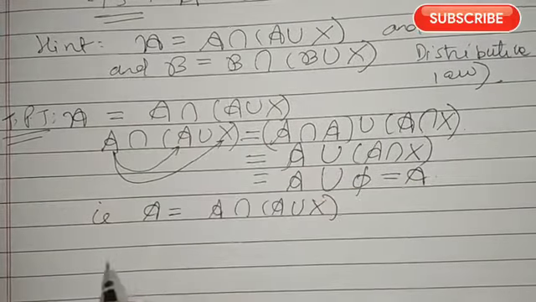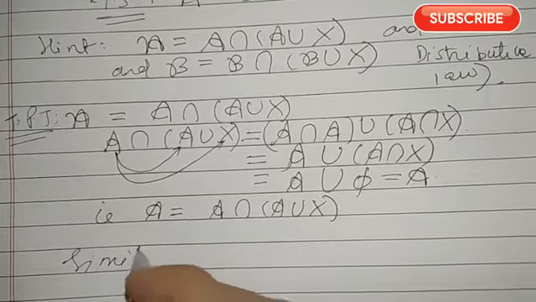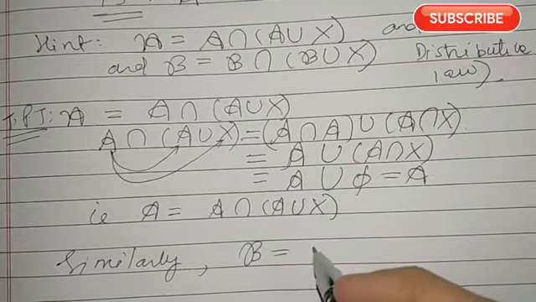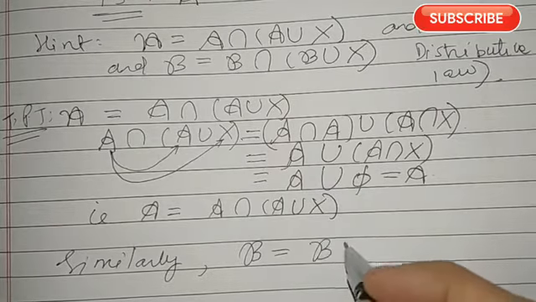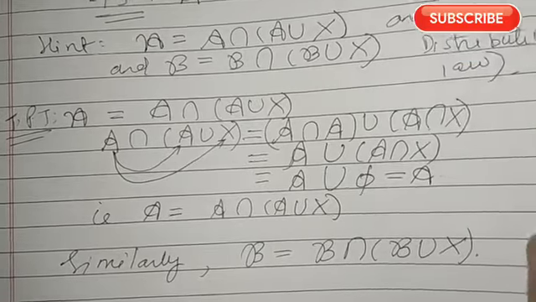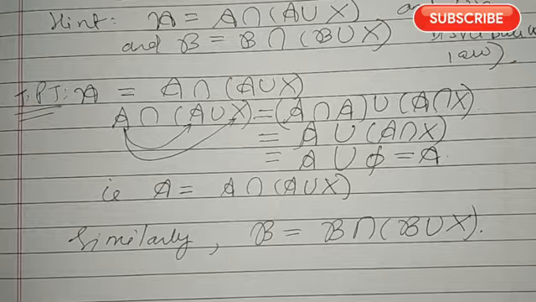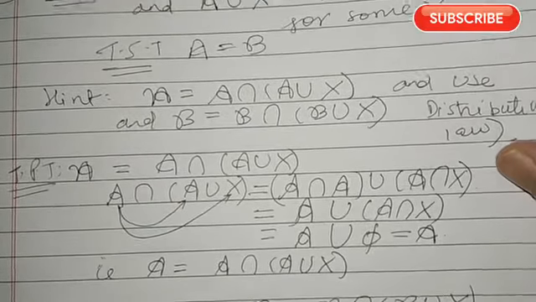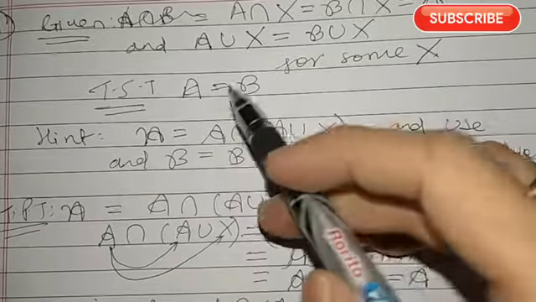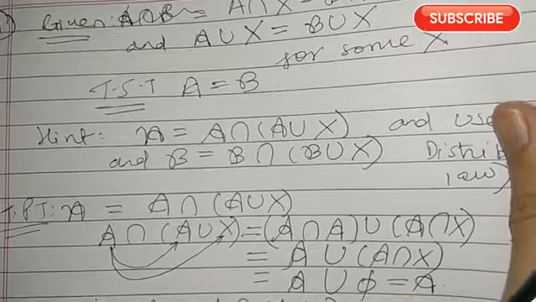Now similarly we can prove this. I'll write: similarly, the same steps are used, only instead of A we are given the set B. So both these statements are done. Now we have to show that A is equal to B. That is the main thing that we have to show.